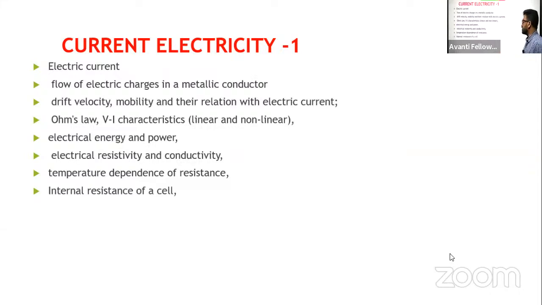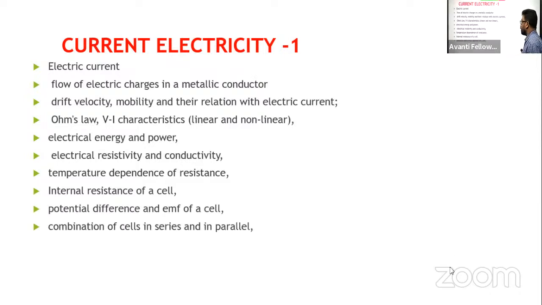Then the internal resistance of a cell, then potential difference and EMF of a cell, combination of cells in series and parallel, Kirchhoff's rules, Wheatstone's bridge. See, these are the only included areas. There is no meter bridge, there is no potentiometer. Such things are deleted. Be very careful in dealing with this particular chapter.